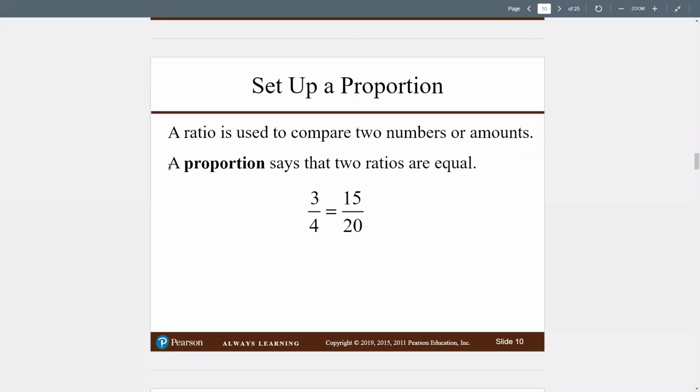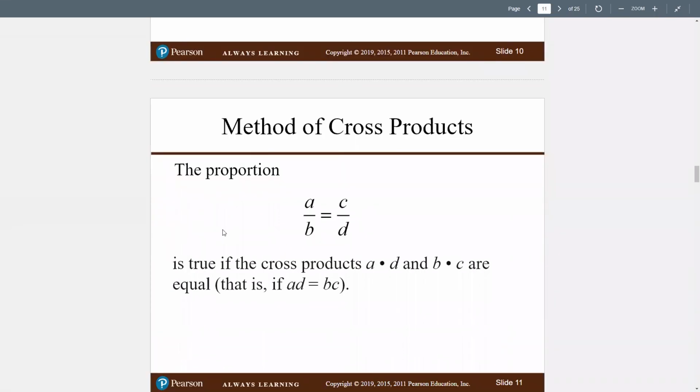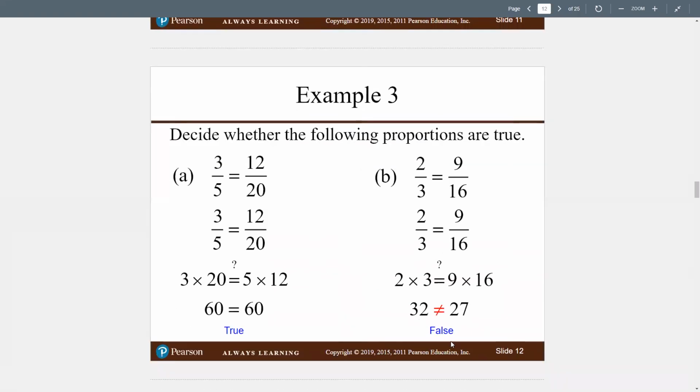A proportion says that 2 ratios are equal. Okay, so 3/4 is equal to 15/20. Well, 5 goes into both, so 3/4. We can prove that. A/B equals C/D is true if the cross products A dot D equals BC. Okay, so basically if A times D equals BC, then it's a proportion. If it is false, the proportions are not true. Okay, that's how you work that.